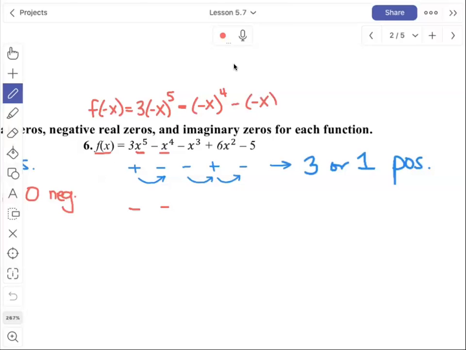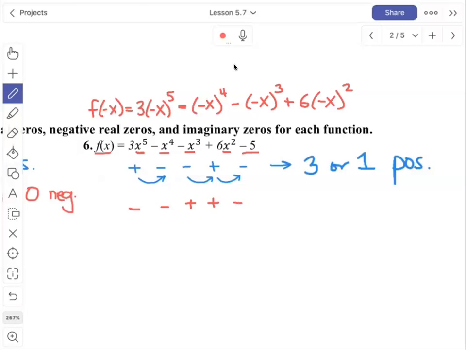Try it again. Plug in -x into this one. What is that going to come out to be? Positive. Good. Do the same thing for this one. Plug in -x. Does that come out positive or negative? Positive. Good. And the last one, there's no x, so that's just going to be negative. Perfect.